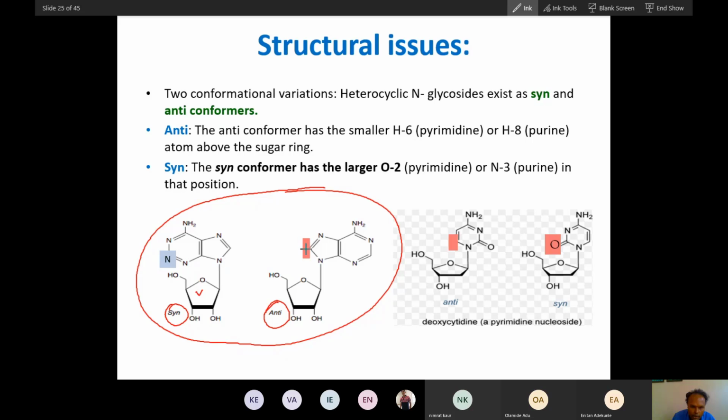In anti configuration, the hydrogen, though it is not shown, is the fourth substituent after 1, 2, 3. The hydrogen on the eighth carbon falls directly over the sugar, and this is called anti. When the pyrimidine comes over the sugar, this is called syn. The anti configuration is more stable.